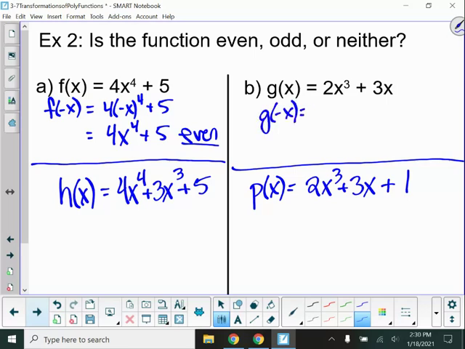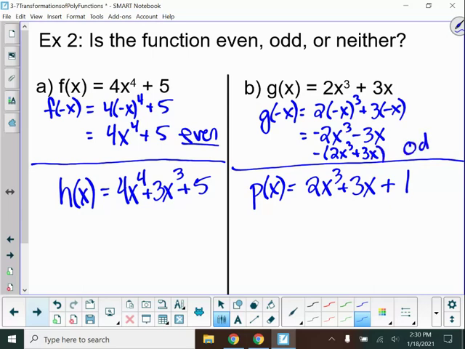If I look at part B, if I plug in negatives there, a negative raised to an odd power is going to remain a negative, so this is going to become negative 2x cubed minus 3x. That is exactly the opposite of what we started with, which means this one has to be an odd function.